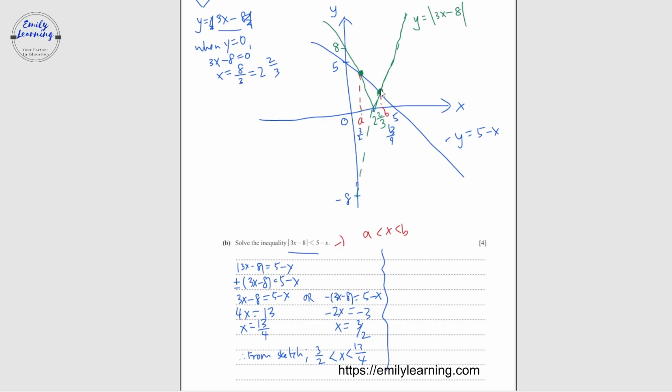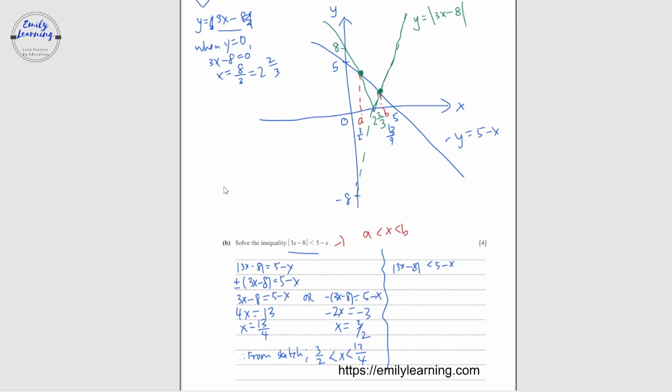Okay, so this is the portion. Or you can simply use the inequality method. So you have mod 3x minus 8 is lesser than 5 minus x. So how do you remove this mod?